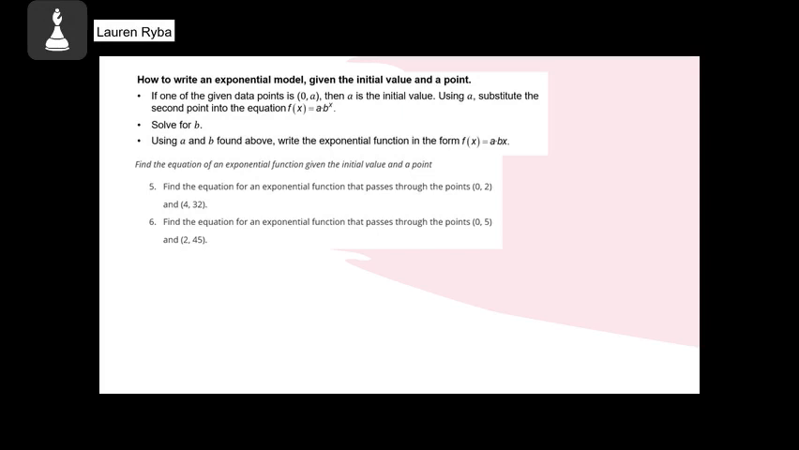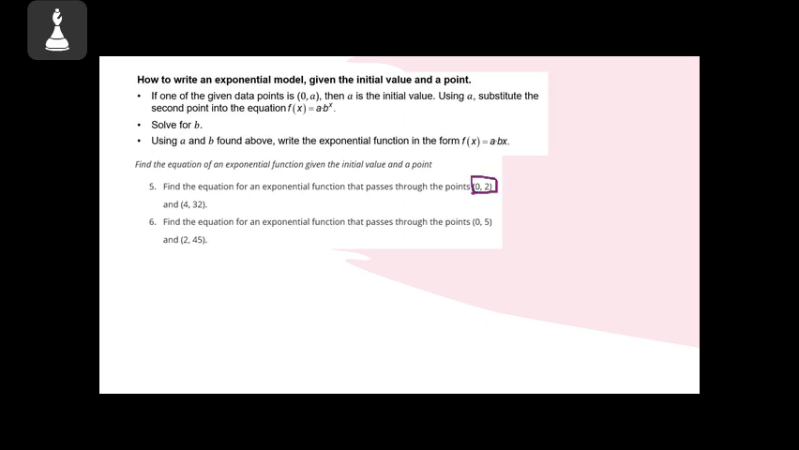So the next thing we're going to do is write the exponential model if we're given the initial value and another point. If one of the data points is in the form 0, a, then a is considered the initial value. And then using a, we can substitute the second point into the original equation, f of x equals a times b to the x power. We'll solve for b and then rewrite the initial equation in the correct form. So we want to find the exponential function going through 0, 2, and 432.